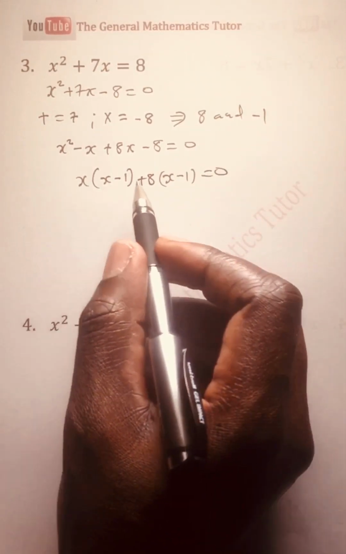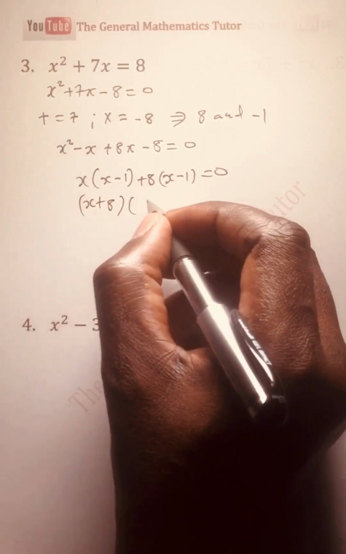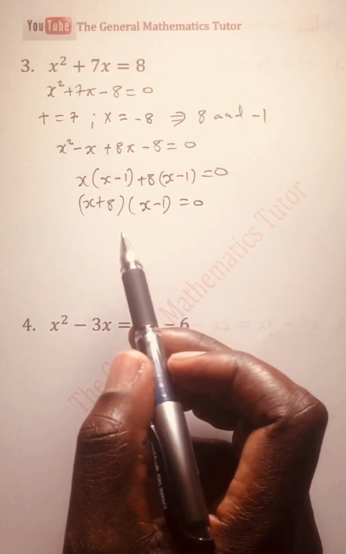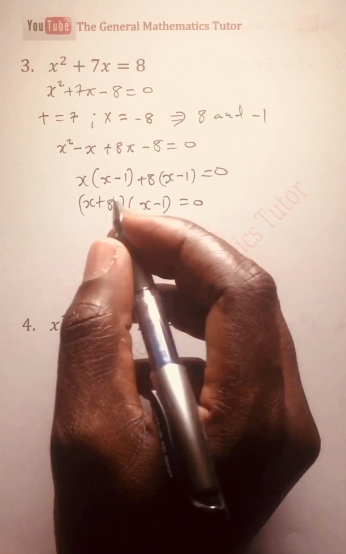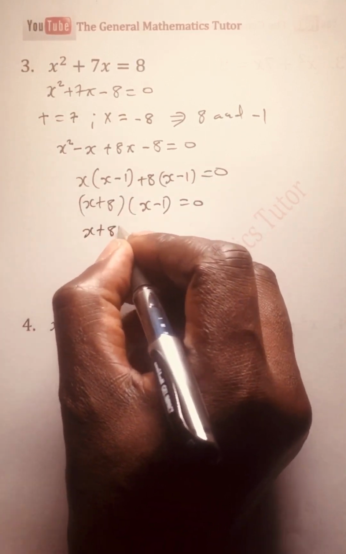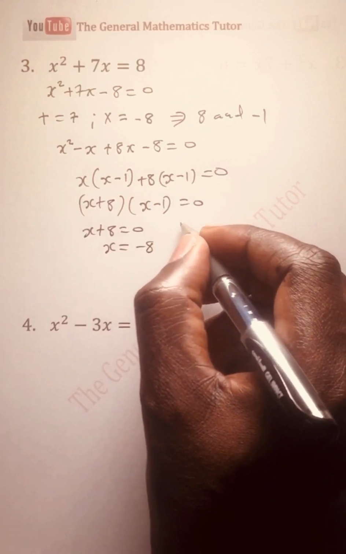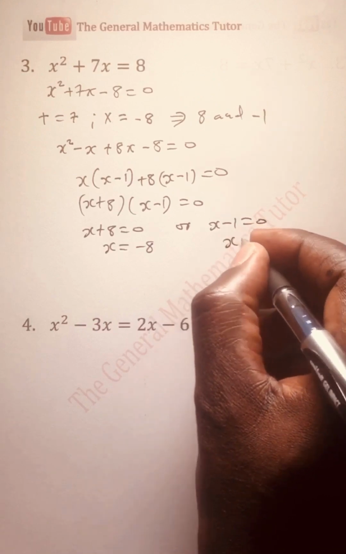Then we take x plus 8 into x minus 1 is equal to 0. Now for the product of these two numbers to be 0, it means either one of them is 0. So what if we say that x plus 8 is equal to 0? Then x will be negative 8. Or we could say that x minus 1 is equal to 0, so that x is equal to 1.